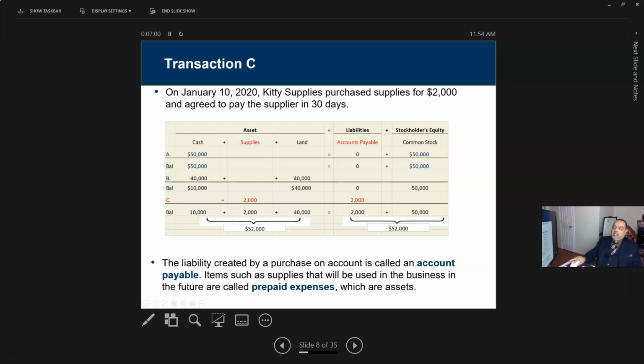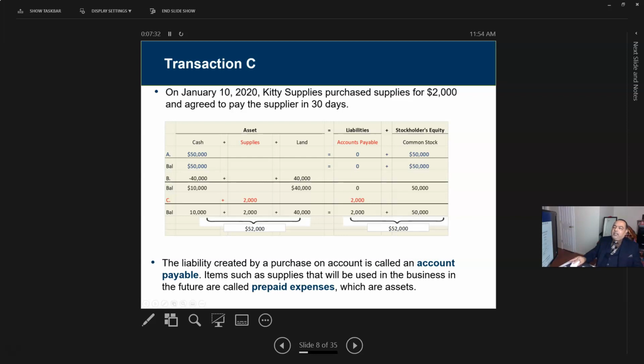So that's why I have created a column for supplies and 2,000 there. And since I did not pay for the supplies, now I won't be using anything in the cash column. Rather, I'll be creating a liability account known as accounts payable. Accounts payable will go up when you incur the liability and it will come down when you pay that liability. Right now, I'm incurring the liability, so it has gone up.